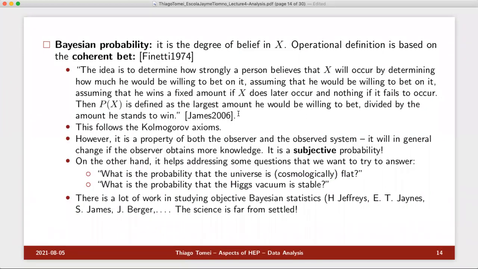Then, of course, there is Bayesian probability, okay? And Bayesian probability is the degree of belief in x. And then there is a lot of discussion between Bayesianism and frequentist probability. The key thing is that the Bayesian probability is a property of both the observer and the observed system. So it's subjective.